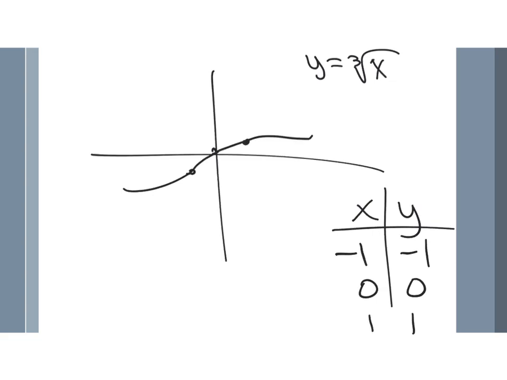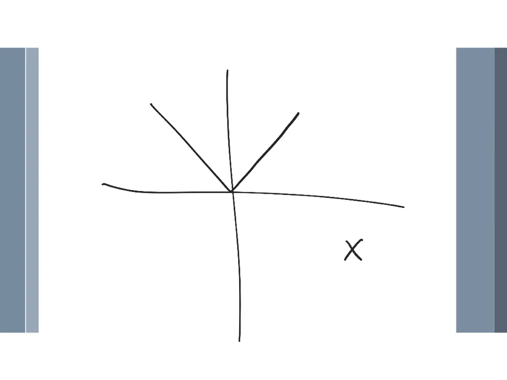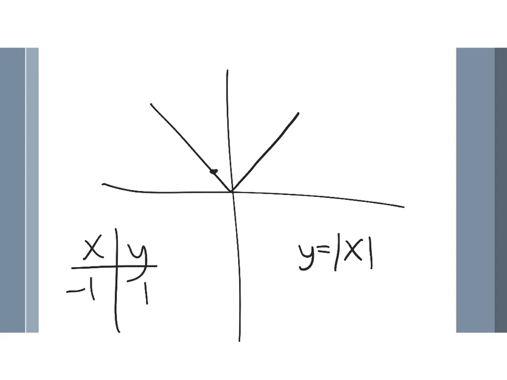And again, the last one, the absolute value function. Memorize it takes on the V shape. It's going to be like this. Again, absolute value, you could plug in and do your chart. When you plug in -1, you get +1. When you plug in 0, you get 0. And 1, you get 1. So memorize that the absolute value takes on the V shape.